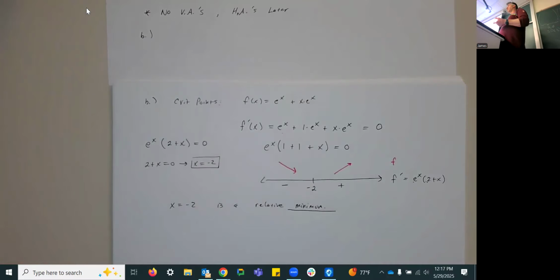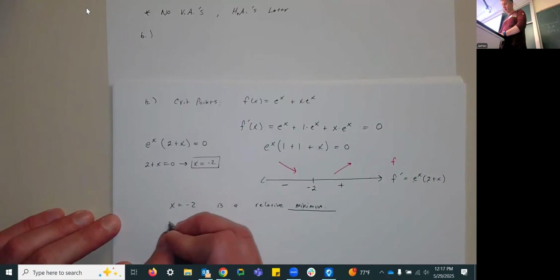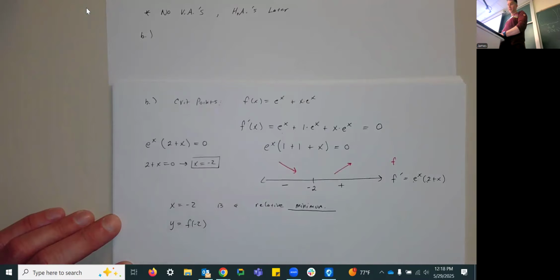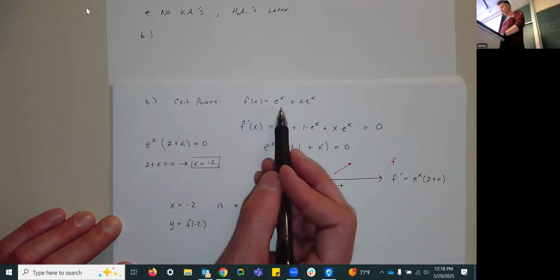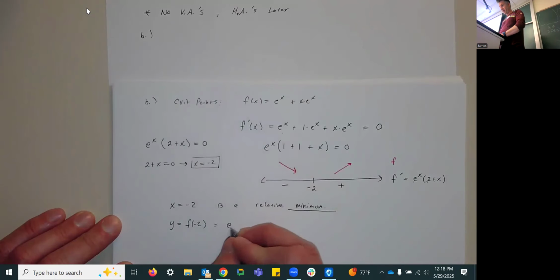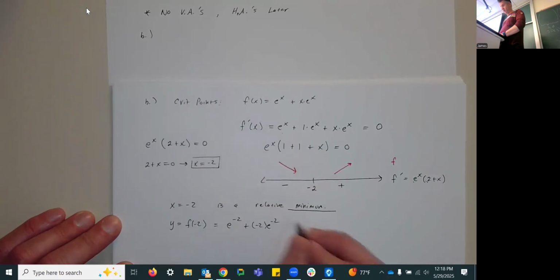Now, I will point out here, this is where things get a little bit weird, because we're going to find the y-coordinate, but it's not going to be very nice. So just to find the y-coordinate is going to be f of -2. Now be careful here. I'm not plugging into the derivative. I'm plugging back into the original function. So that's going to be e to the -2 plus -2 times e to the -2.